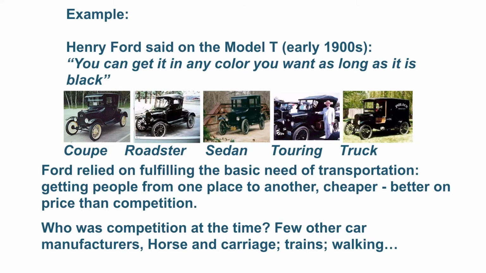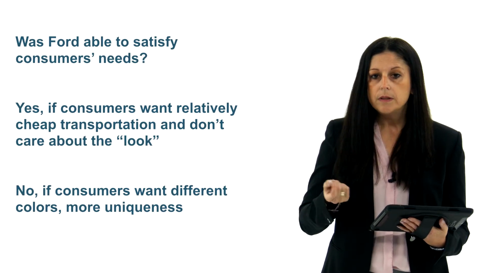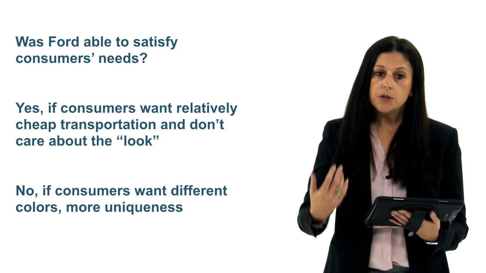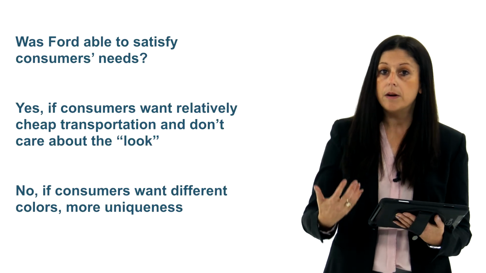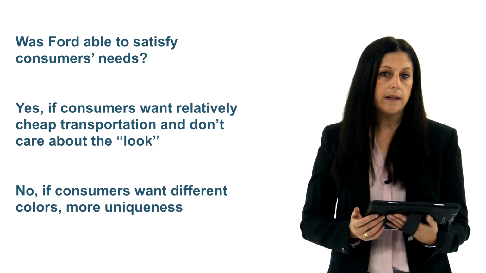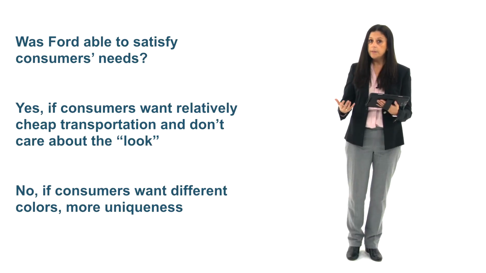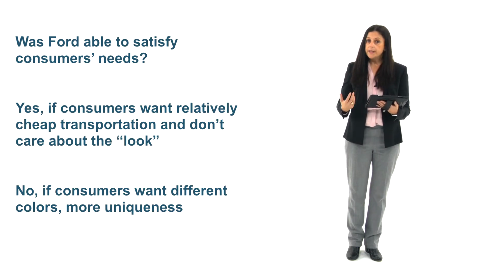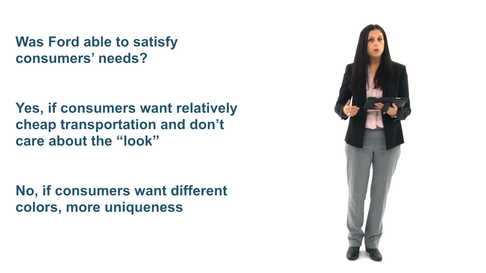Now, if you think about it, who was the competition at the time? There were very few other car manufacturers, so it was mainly the horse and the carriage, maybe some trains, maybe even walking. So Ford was trying to think what could be the competitive advantage that he could have over the horse and carriage, for example. And he understood that in order for a lot of people to buy cars, he had to reduce the price of the car. And he assumed that people don't really care about the color or the look of the car at that time, but they care more about the fact that the car is cheap and affordable. So in that sense, yes, he was able to fulfill consumer needs.